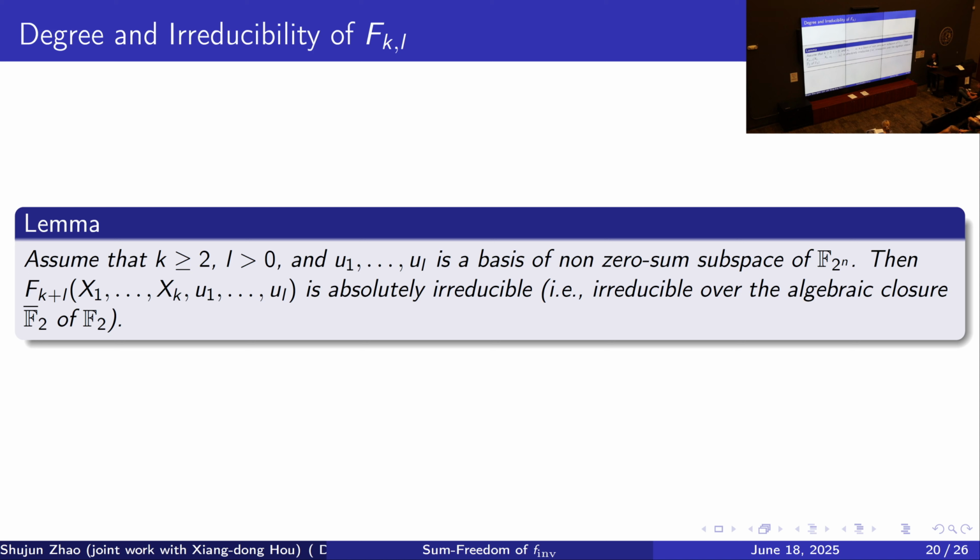Okay. And also we see that this polynomial f_{k,l} is also absolutely irreducible when we have u1 to ul as the basis of a non-zero sum subspace.